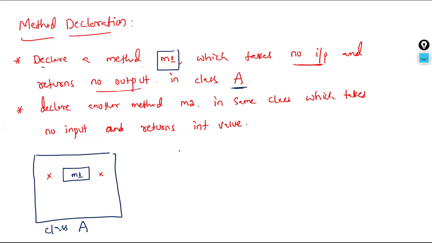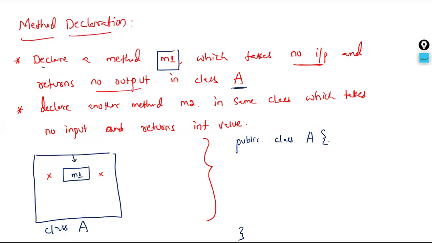So to convert this diagram into Java syntax, what to write? First, write the class. What's the class syntax? Access modifier public, class keyword, then followed by the class name, open and close curly braces, the class body. This is the class syntax. Then where does the method have to be? Inside a class. So here also within these curly braces, we have to define a method.